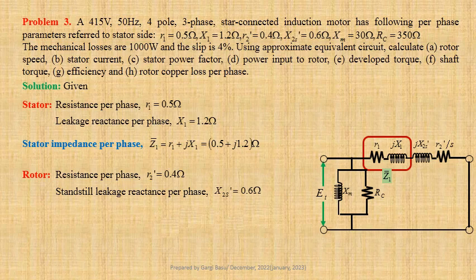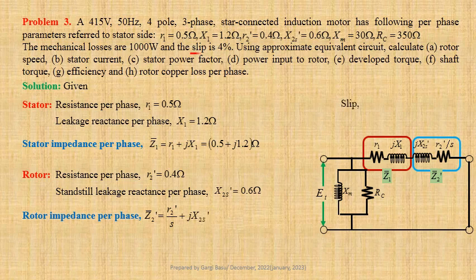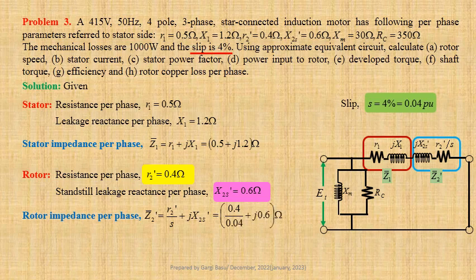At any value of slip S, expression for rotor impedance per phase referred to the stator Z2' equals R2'/S plus jX2S'. Given slip S equals 4%, that is equal to 0.04 per unit. Therefore, Z2' equals 0.4/0.04 plus j0.6 ohm. That gives us 10 plus j0.6 ohm.